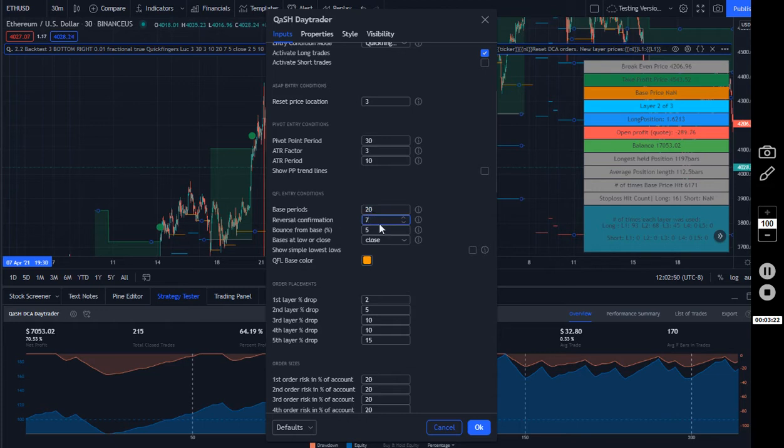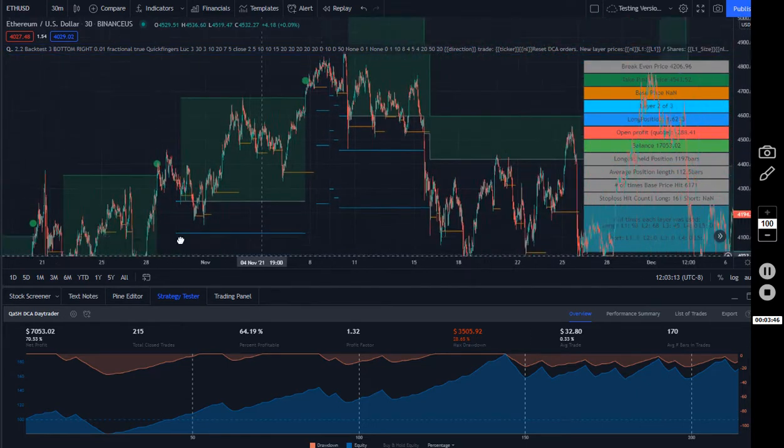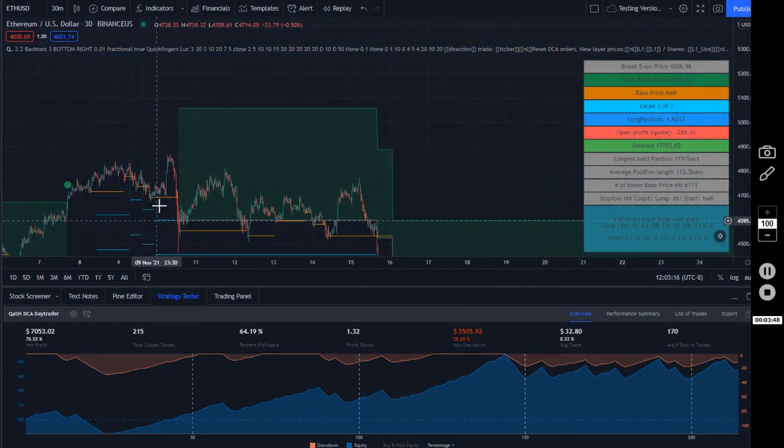Next you have your reversal confirmation. You have that set to 7 right now. So what that means is you have a bounce that occurs after you hit your new low, and that bounce needs to occur over the course of 7 bars. So let me go ahead and zoom in and show you what I mean by that.